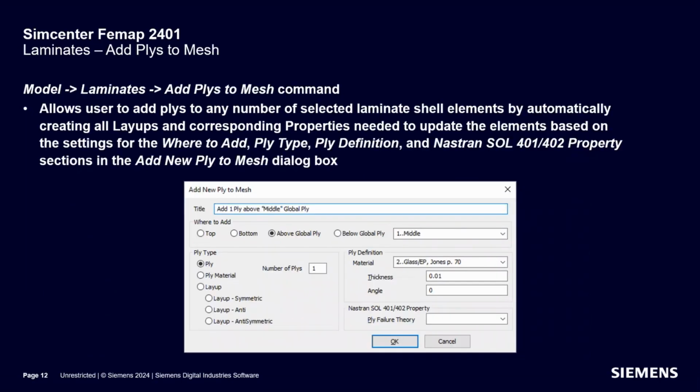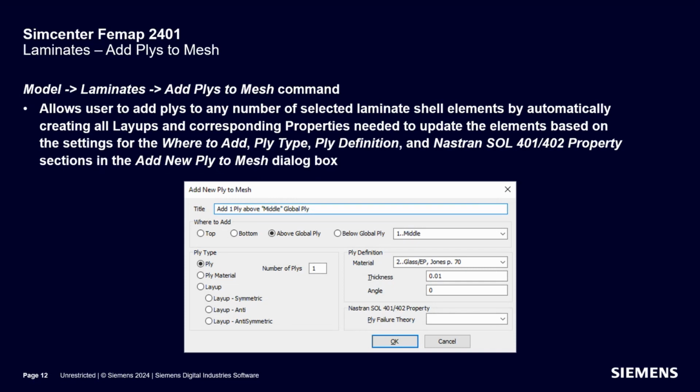All right, moving along. The second big improvement that I really think I'll use a lot is the add plies to mesh command. And this is something that I've honestly been wanting for a while, and honestly may have suggested at some point, but I know a lot of people have been asking for something like this.